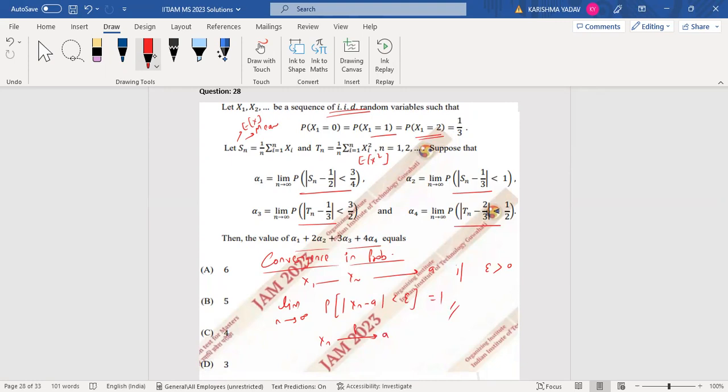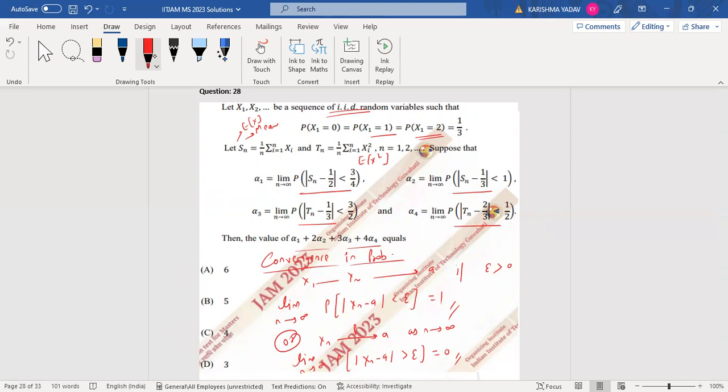As n tends to infinity. Or this can be written as limit n tends to infinity, probability of mod of xn minus a greater than epsilon is equal to 0. So this is convergence in probability, and we will apply it in this question. So it is saying that alpha 1 is equal to limit n tends to infinity, probability of mod of Sn minus 1 by 2 less than 3 by 4.